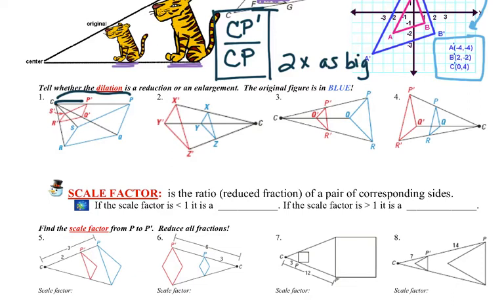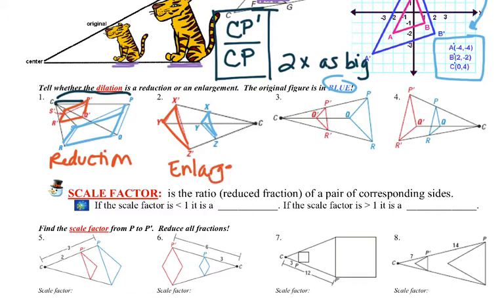The original figure is in blue. So if I go from the blue one to the red one, is that reducing it or enlarging it? Reducing it, reduction. Here if I go from the blue original to the red X prime, Y prime, Z prime, do you agree that that's an enlargement? That's all it is, reduction or enlargement. The blue is the original. PQR is the original, and then P prime, Q prime, R prime. So that's a reduction. Blue is the original. Here is PQR, and then P prime, Q prime, R prime. That one's an enlargement.